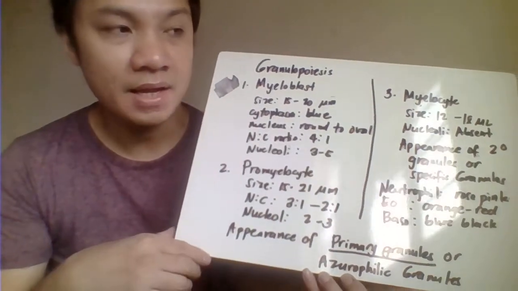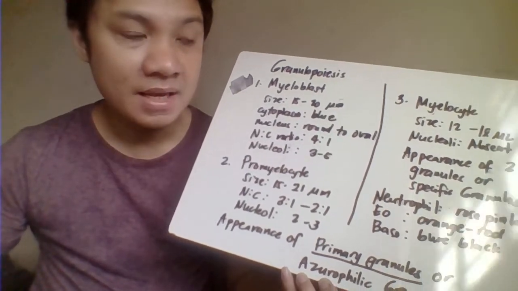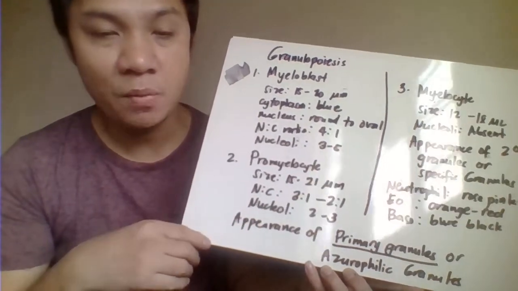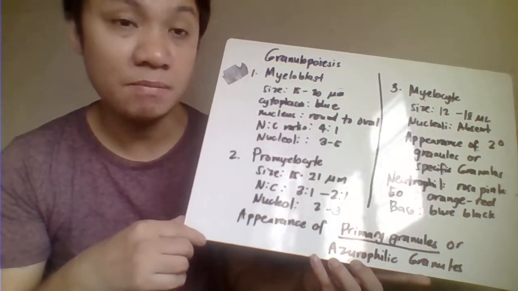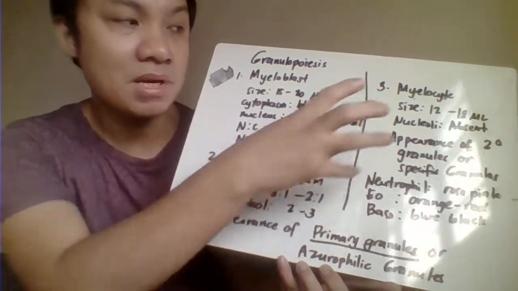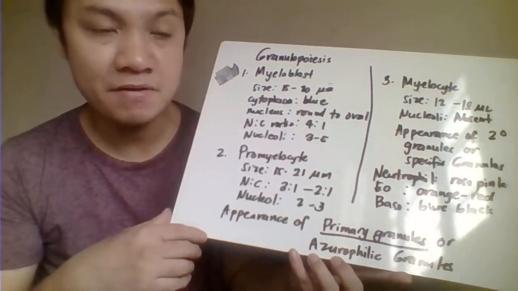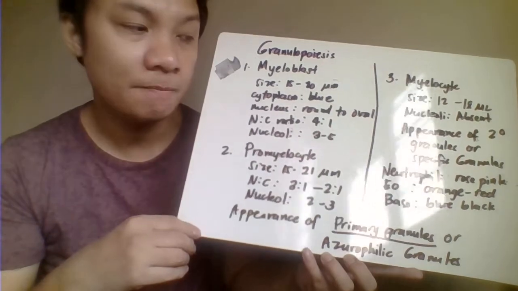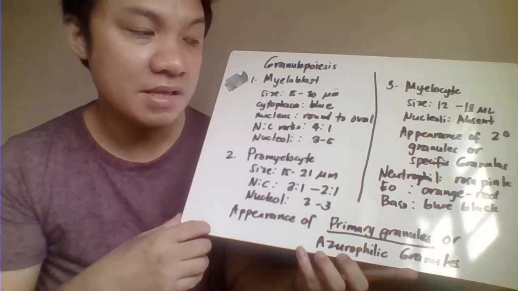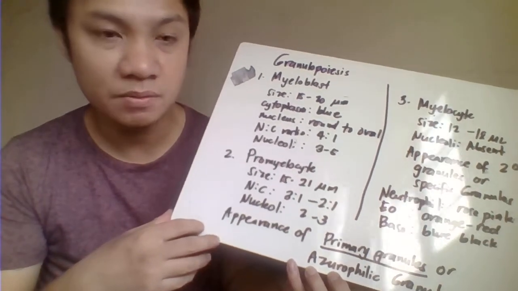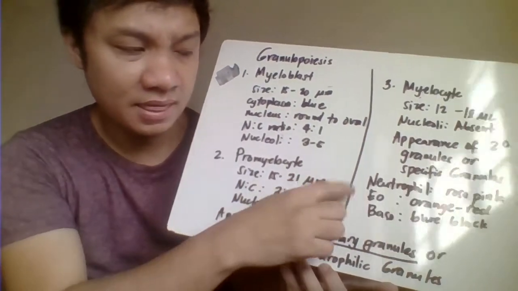Then we have the myelocytes, measuring 12 to 18 micrometers in diameter, with the absence already of the nucleoli. This is the stage where specific granules, or secondary granules, appear, making it specific and therefore able to identify the three granulocytes. For the neutrophil, the granules are pink in color. Eosinophils have orange-red granules, which are actually the biggest granules. And the basophil has blue-black granules.